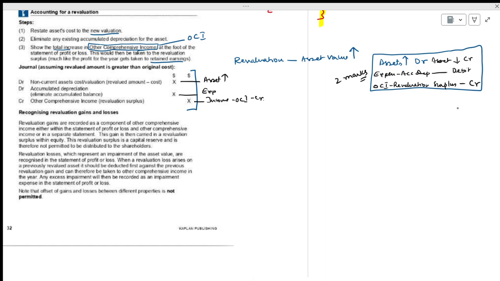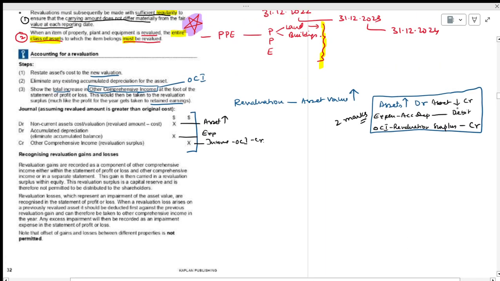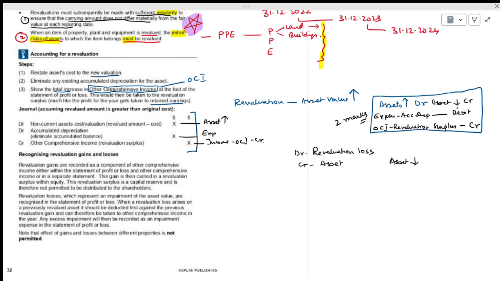Doctor, I have a question. Yes. Where revaluation is a loss, how will the journal entry be? Revaluation will be a loss, not a gain. If revaluation is a loss, debit revaluation loss. Credit will be what? Credit will be the asset, because the asset value is decreasing. If the asset value is decreasing, it should be credited.